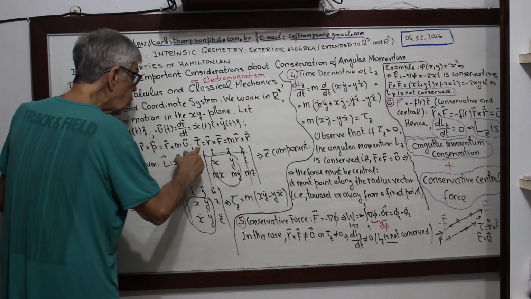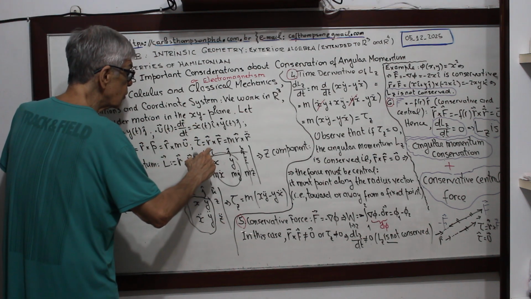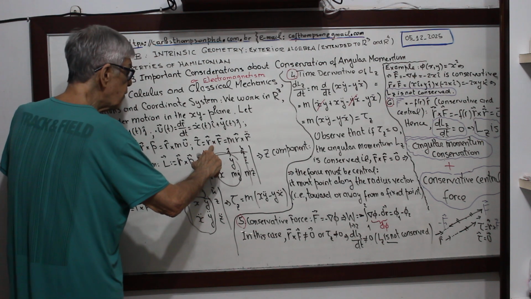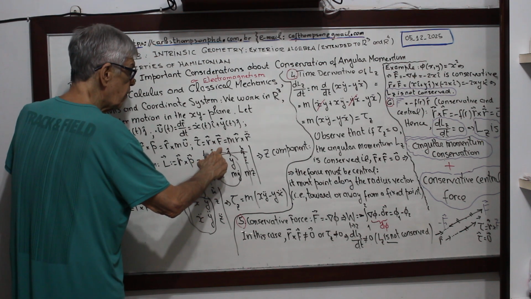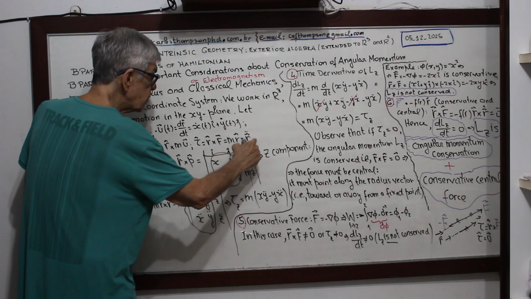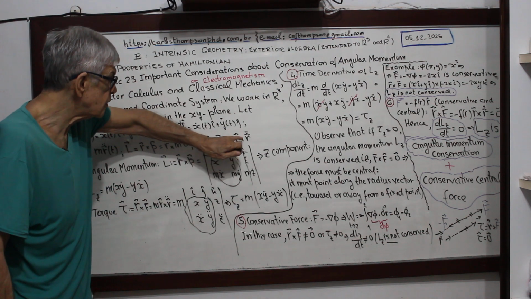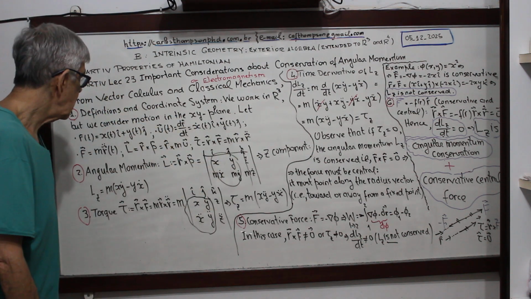And here is the torque, whose definition is the cross product between the position vector and the vector F. You see, F is m times acceleration, so that's r cross r double dot.